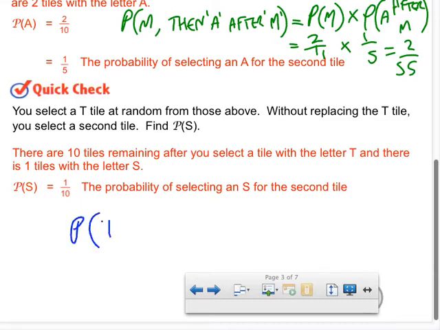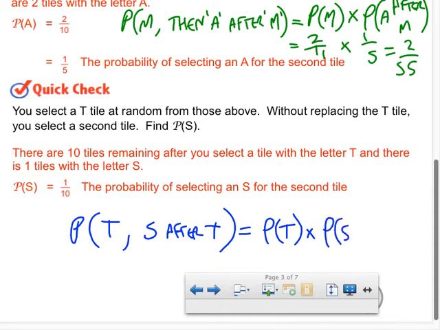Probability of picking a T and then an S after a T. That's going to equal the probability of T times the probability of S after T.